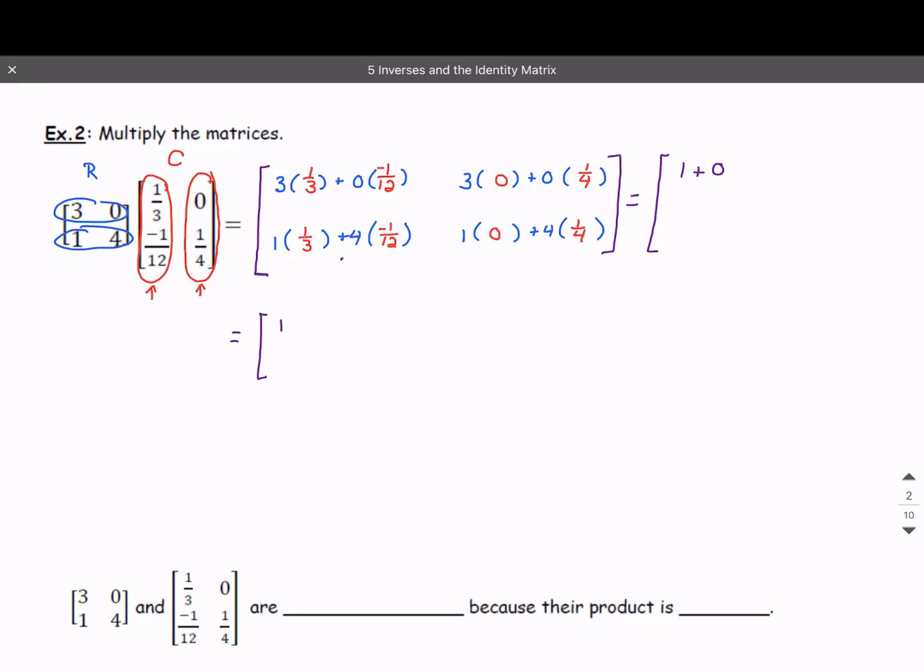Now if we go down, row 2, column 1, 1 times 1/3 is 1/3. 4 times negative 1/12 is negative 4/12, which is negative 1/3, and they're going to add to 0. Now if I go back up, 3 times 0 is 0, plus 0 times 1/4 is 0, so that gives us a 0 up there. And in the bottom, 1 times 0 is 0, plus 4 times 1/4 is 1. That's going to give us a 1. That should look familiar. That's the identity matrix.